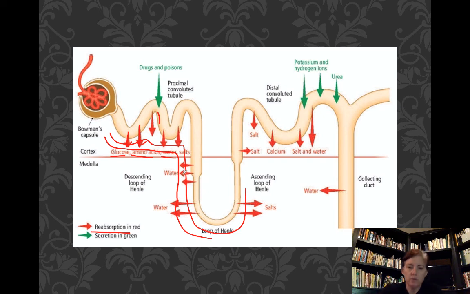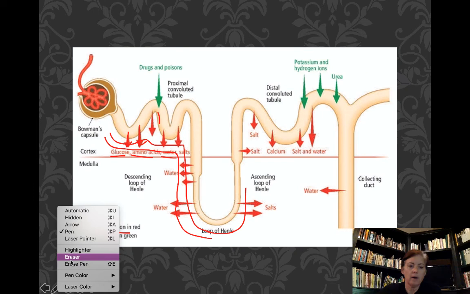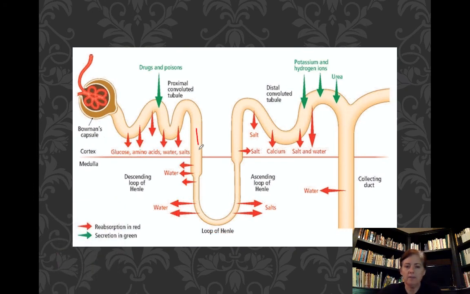Now, if you'll notice here too, in our descending limb of the loop of Henle, we are only able to reabsorb water. So the descending loop of Henle is only able to reabsorb water. Okay? The ascending limb of the loop of Henle is a little different. It's only able to reabsorb salt, or sodium chloride. So that's kind of interesting.